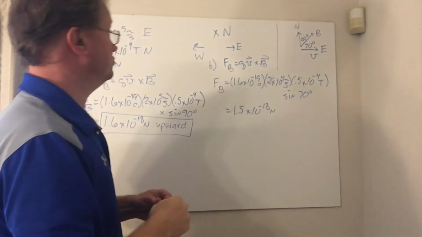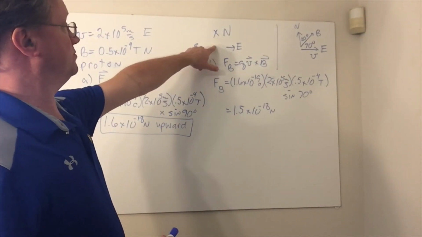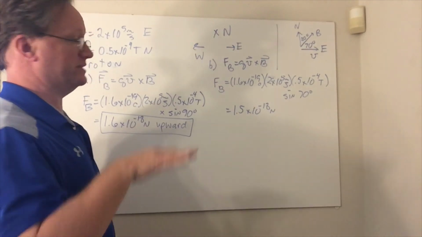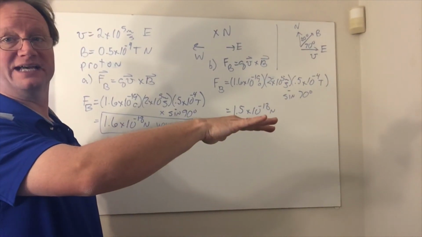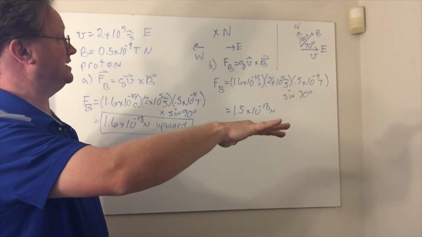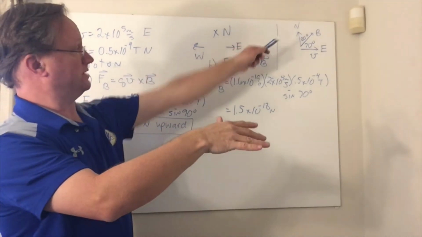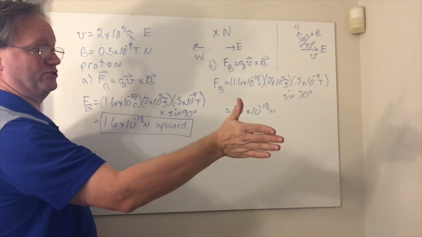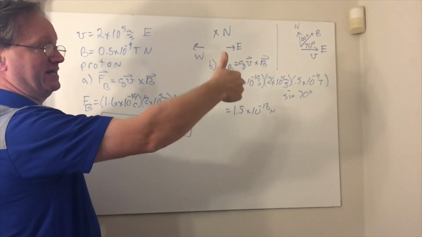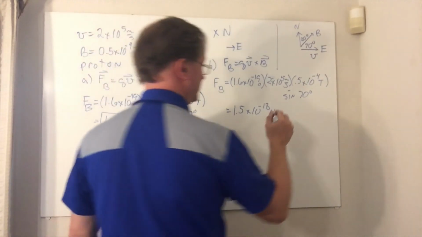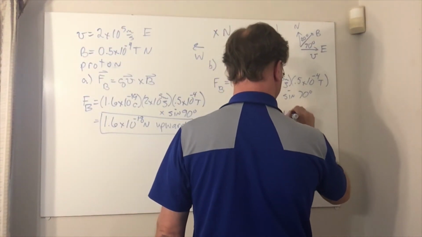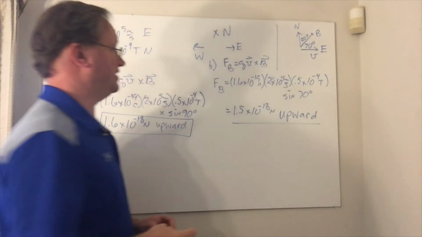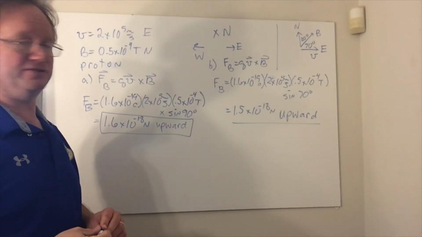Okay, in terms of a direction, now going back from our land directions here, my velocity is still east. I still point my fingers in that east direction. Now I need to rotate to that direction of B. Okay, so going towards north, 70 degrees, my thumb still points upward. Okay, 1.5 times 10 to the negative 18th newtons upward.